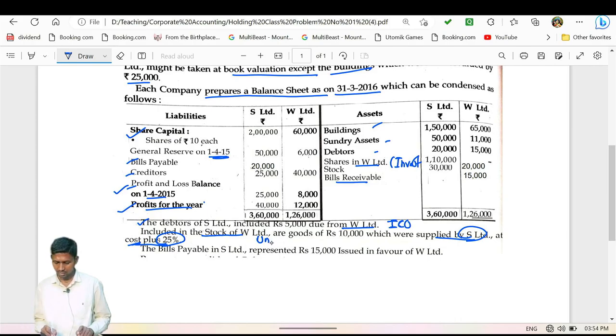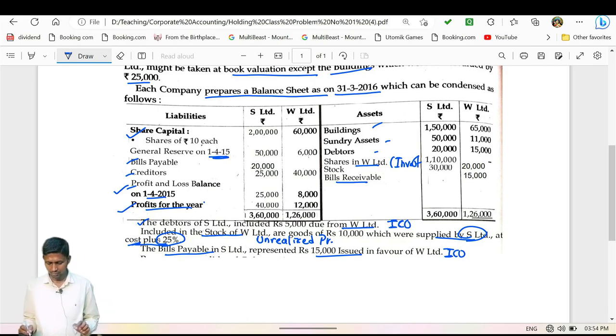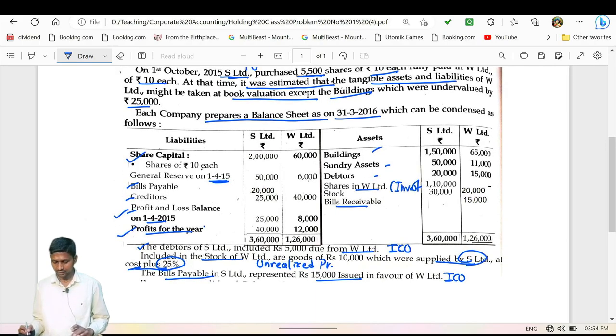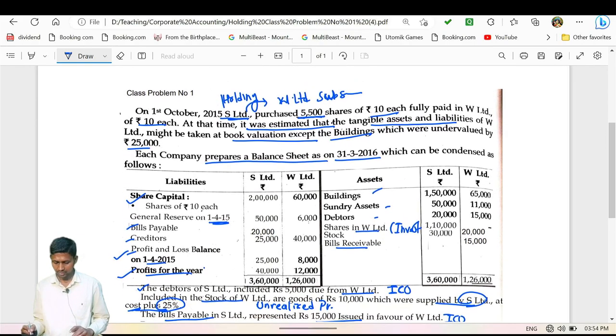Now here, this is unrealized. Unrealized profit adjustment. And then bills payable represented 15,000. What is this? This is intercompany owing adjustment. Only one or two adjustments are there. And then after that, they are asking us to prepare the consolidated balance sheet.